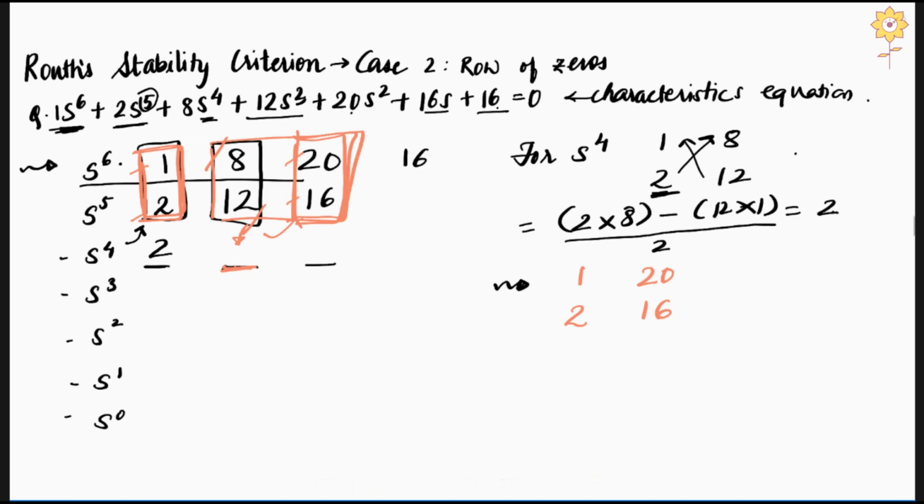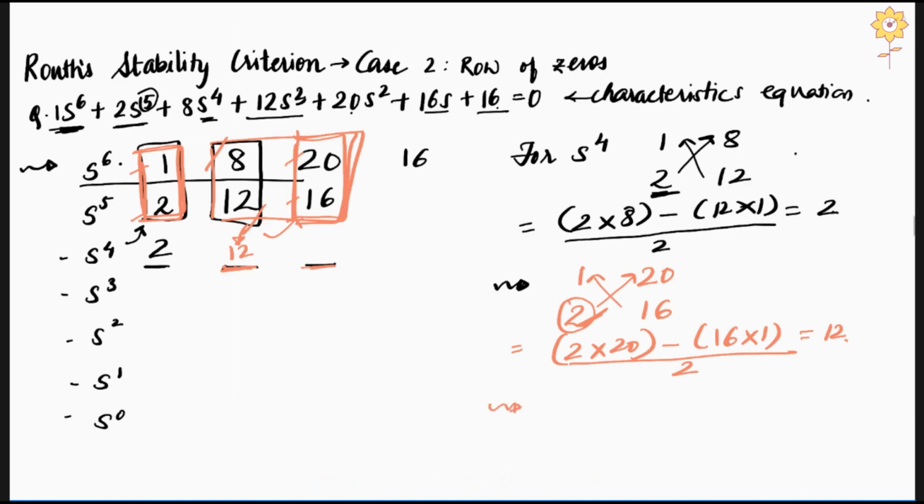We start cross multiplying starting from this value. So we will have 2 into 20 minus 16 into 1 divided by 2. After calculating, you will get the final value to be 12 and you will fill this value 12 in this particular position. Now let's move ahead and calculate for this position.